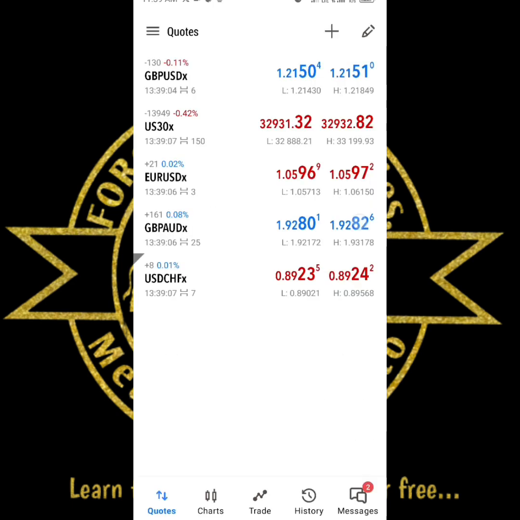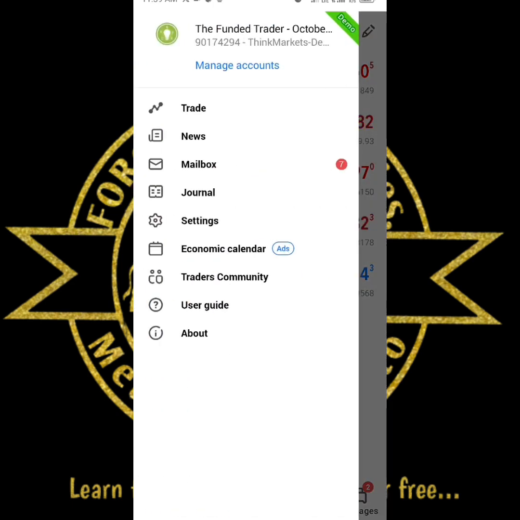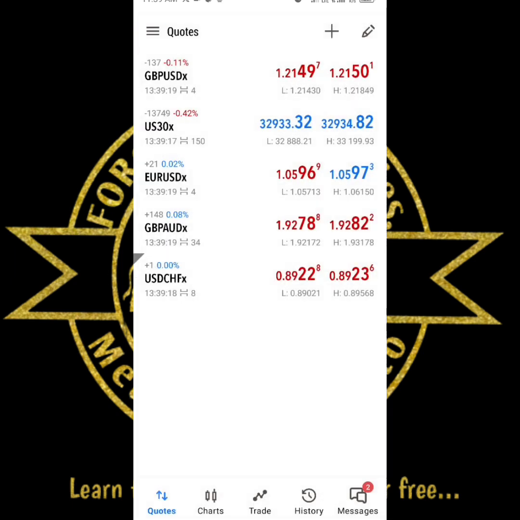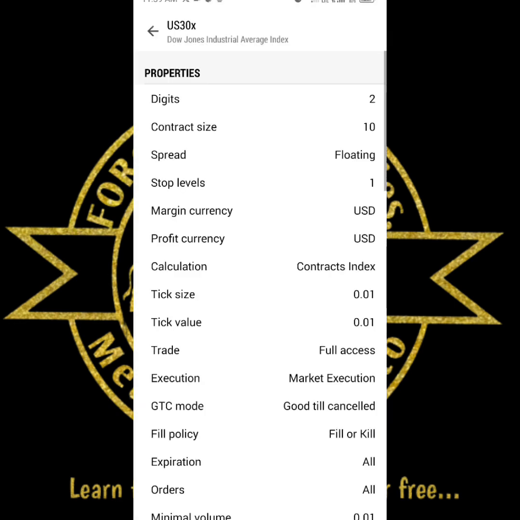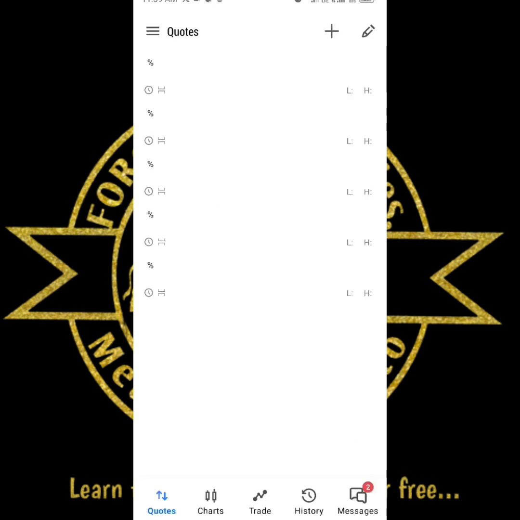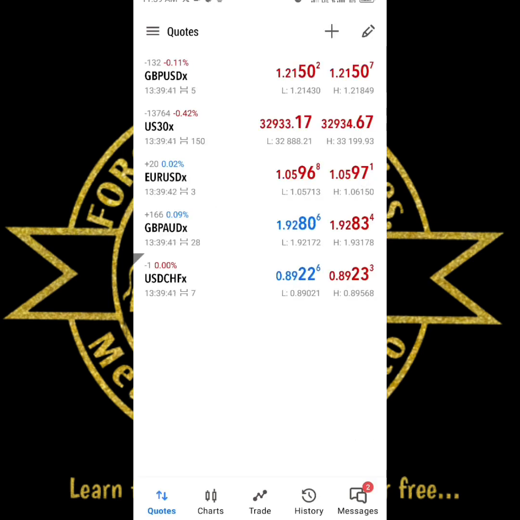This is Think Markets broker 2, but there's a slight difference, because the former one was my funded FS prop firm and this is The Funded Trader, so they are using different contracts. You tap it, go to properties, and you see, wow, a contract size of 10. That simply means if I use one lot, that will be equivalent to 10 lots. So a 1 point movement will give me a $10 loss or profit. So that is how you do that.